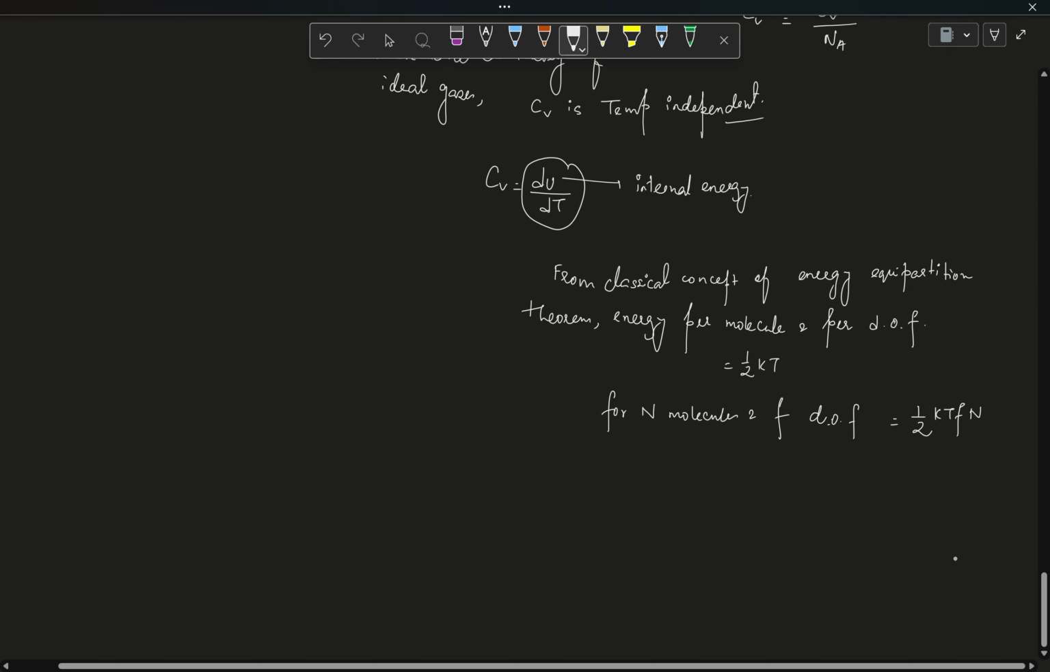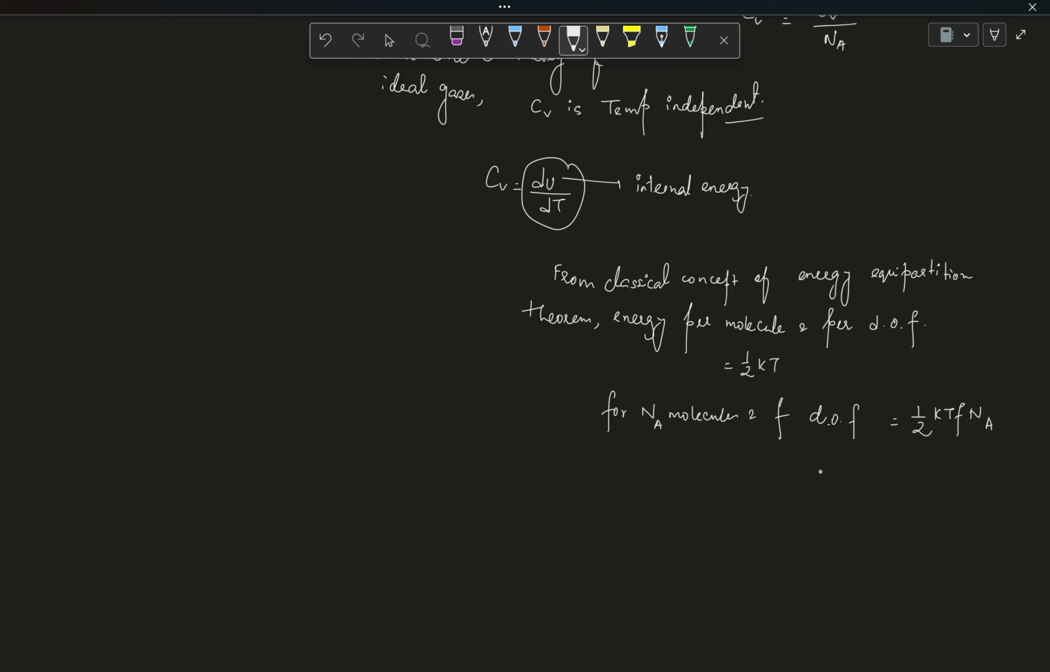Or rather, if you are considering 1 mole, then there will be Avogadro number of molecules, Na. Then it is half kT f Na. You know that k times Na. Here this is the Boltzmann constant k, not thermal conductivity k. Sorry for the confusion, but I am rectifying it so that you do not get confused between this and thermal conductivity. So this is Kb times Na, and you know that this is basically the universal gas constant R. So you are simply getting half fRT as your U from equipartition.